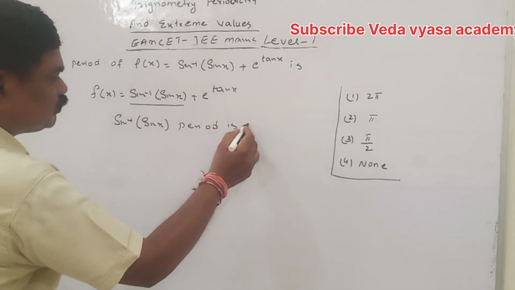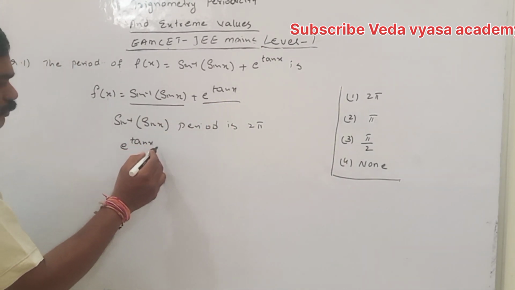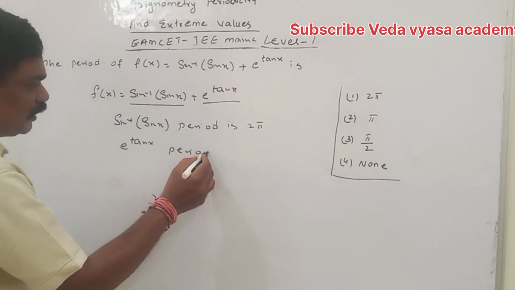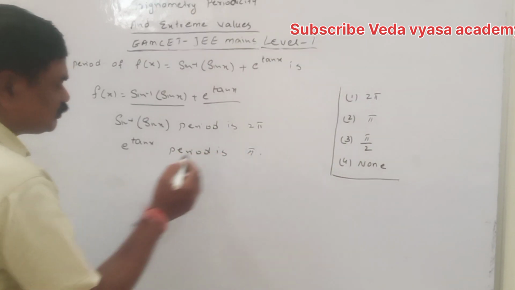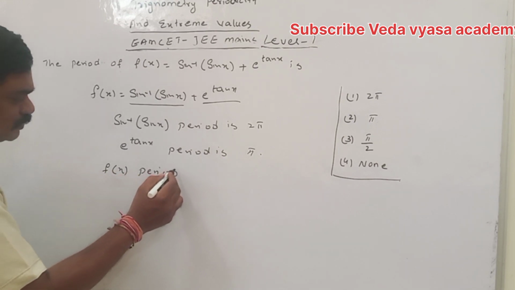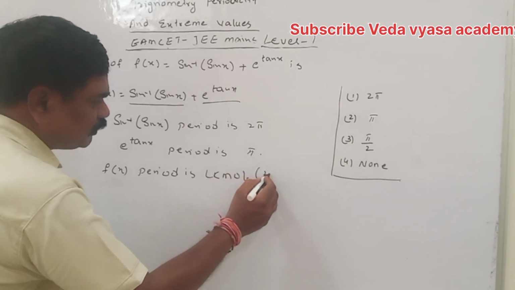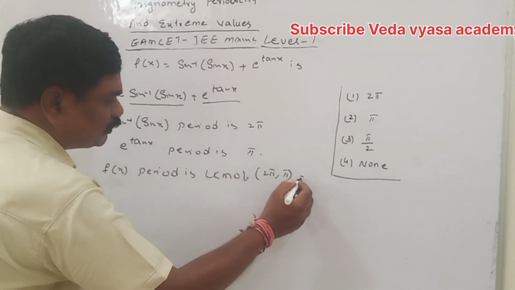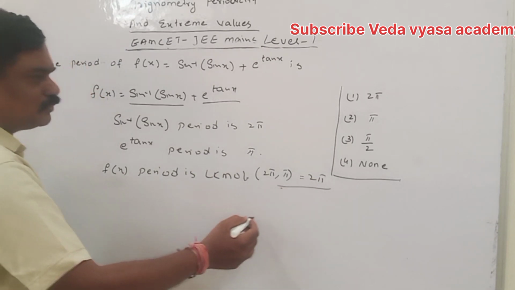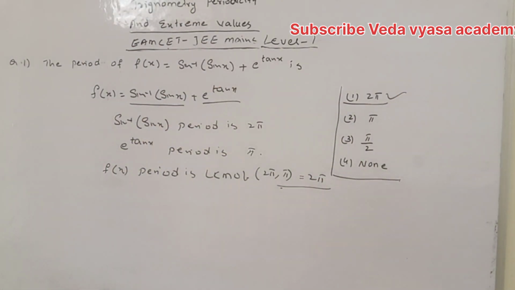has period 2 pi, and e power tan x has period pi. So the period of f(x) is the LCM of 2 pi, pi, which is equal to 2 pi. So we have option 1 as the answer. Okay, all of you.